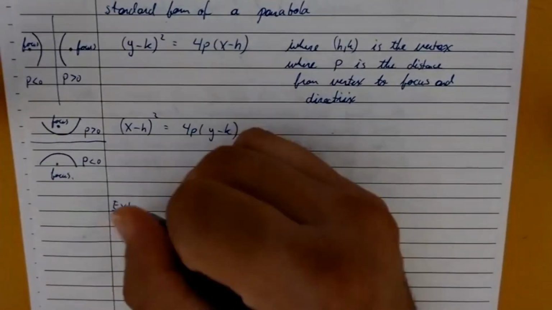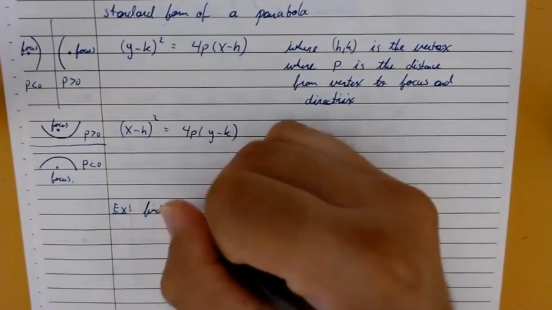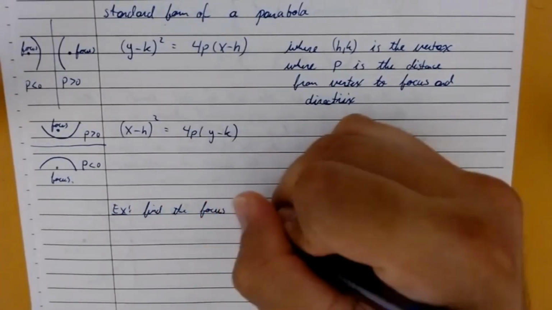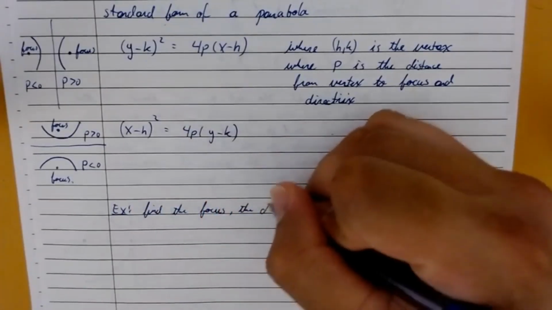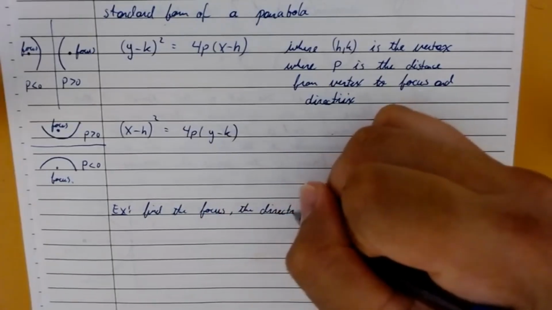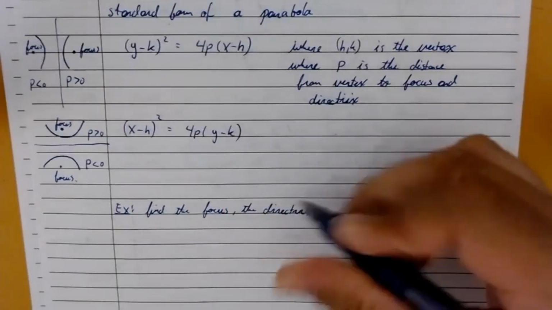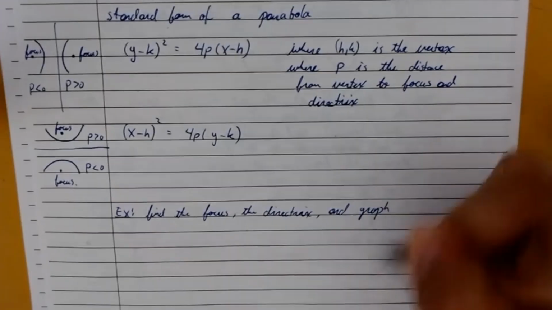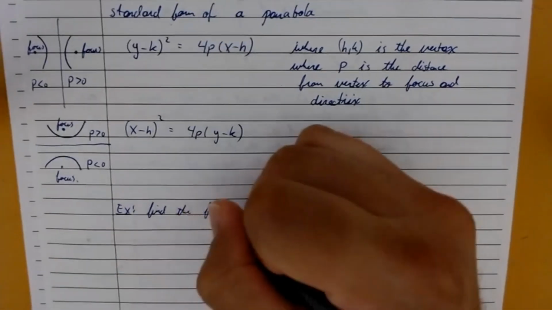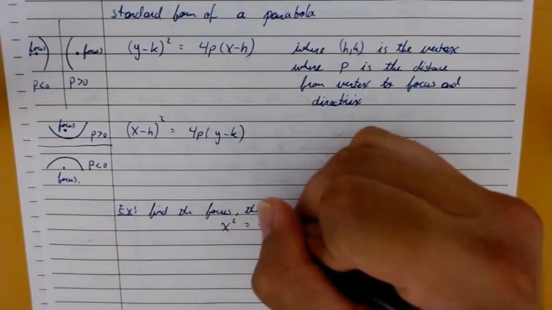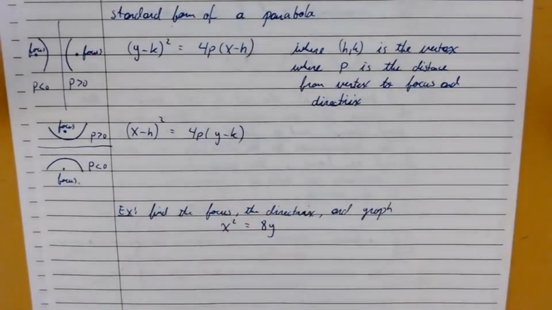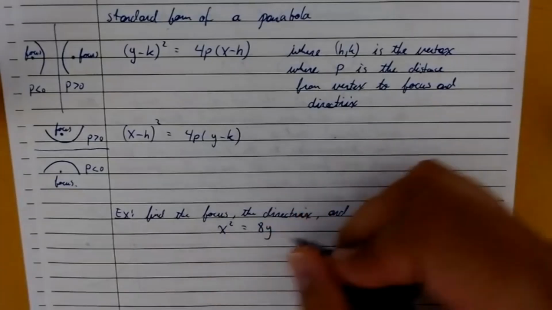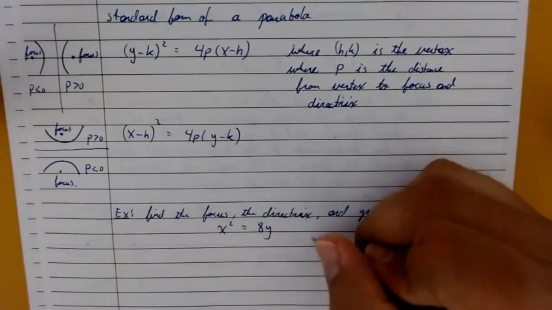So for this example, we're going to find the focus, the directrix, and we're going to graph. Our equation is x squared is equal to 8y. Note, first of all, that you're not adding or subtracting anything from your x or your y, so right away that means that your vertex will be at 0, 0.